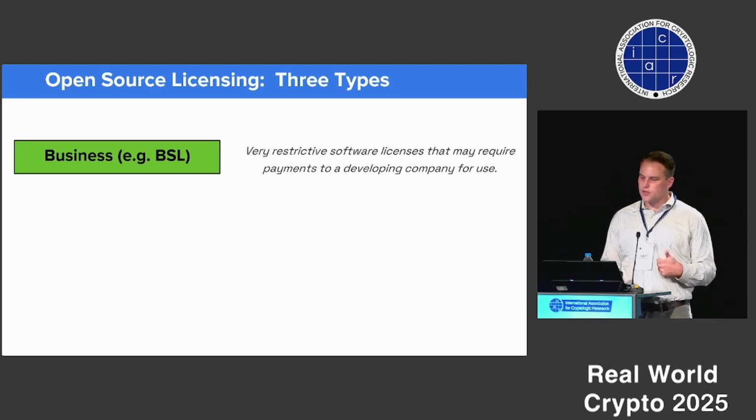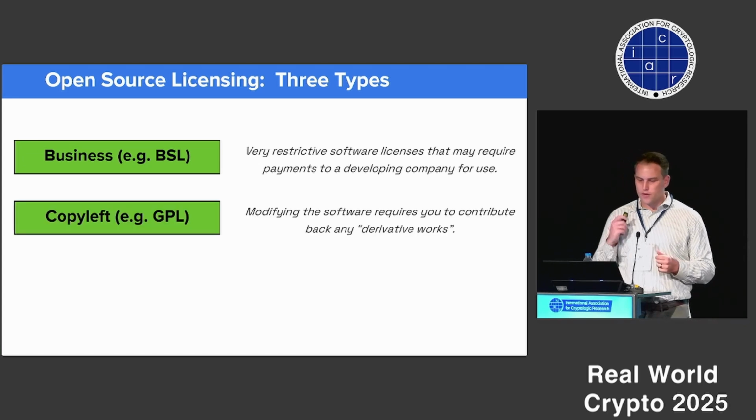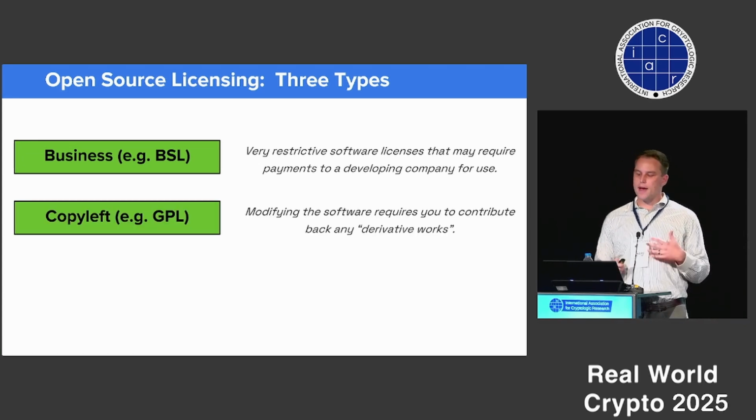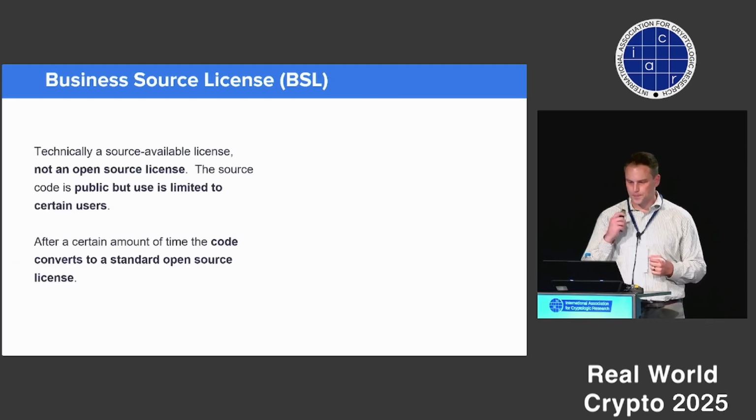There are business licenses, which are typically very restrictive software licenses that require payments potentially to a developing company for use. There are copyleft licenses like GPL, which means that modifying the software requires you to contribute back any derivative works. And there are permissive licenses, which mean that you can essentially use the software however you like.